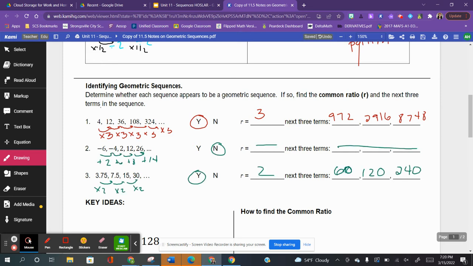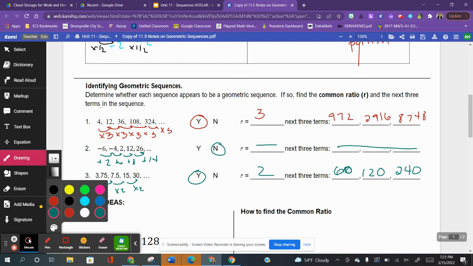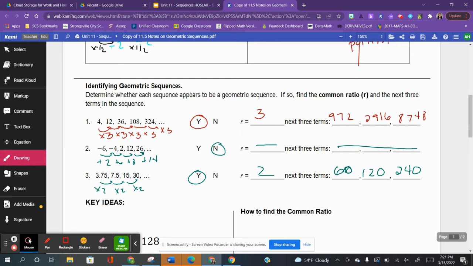All right, so if you took a moment to try these next two, you would see that in problem 2, I'm not multiplying by any number in order to get the next term. I also am not consistently adding numbers to get the next term. This would be neither geometric nor arithmetic. And so I would circle no and put a line through the common ratio in the next three terms. In this next one, it might be a little more difficult to tell with these decimals.